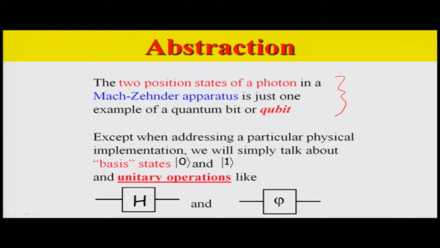So, except when addressing a particular physical implementation, we will simply talk about the basis sets 0 and 1 and unitary operators like Hadamard and phase. These are what we were just talking about, and we use them in terms of this quantum bit or qubit that we have just discussed in the optical sense. So, this essential principle works under the linear optical scheme of quantum processing using photons.